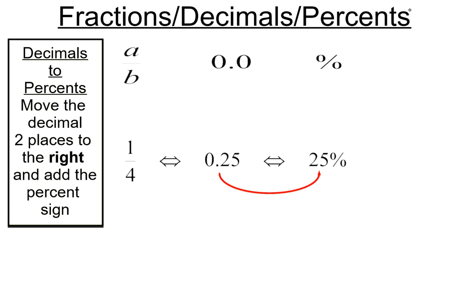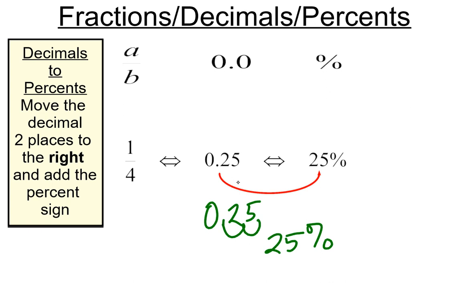So if we want to change decimals to percents, what we're going to do is move the decimal 2 places to the right and add a percent sign. So we're going to take this decimal, 25 hundredths. We're going to move 2 places to the right. So now this is the number 25. It's no longer 25 hundredths. And we're going to add a percent sign. So that's how it changes from a decimal to a percent.